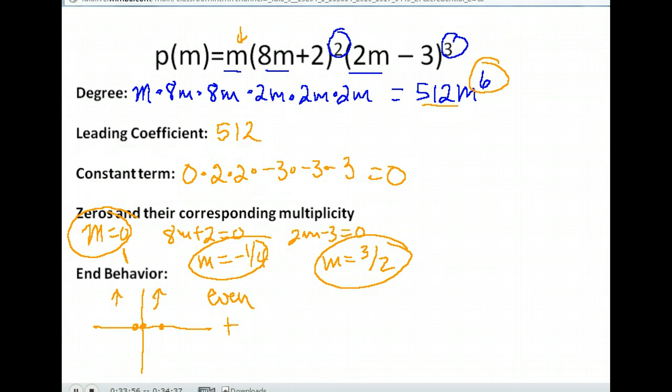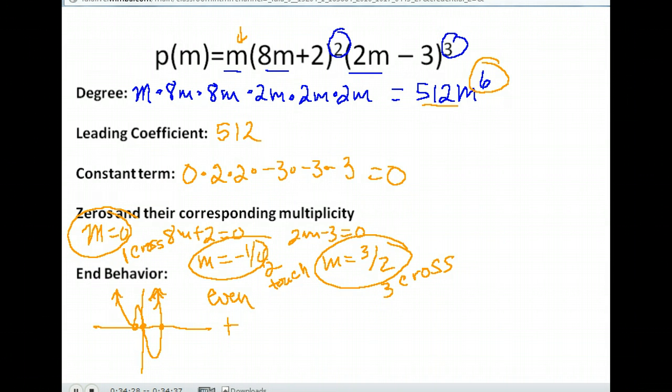The 0 had multiplicity 1, which is odd, so it will cross. The negative 1/4 had multiplicity 2, which is even, so it will touch. And the 3/2 had multiplicity 3, which is odd, so it will also cross. Okay, so I'm supposed to come down, touch at negative 1/4, go back up, and come down and cross at 0, and then come and cross at 3/2. And there is a very basic, not real accurate, but basic sketch of our graph.